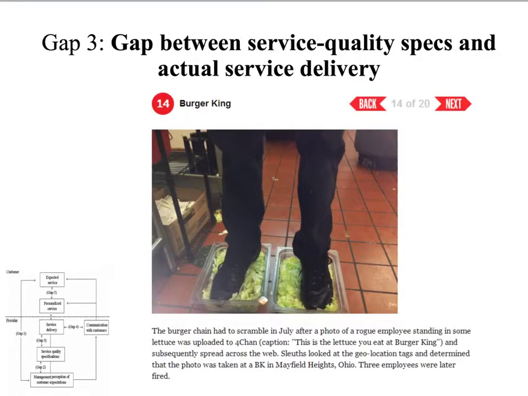Following that process now is gap 3, the gap between the service quality specs, and that is the articulation of what management wants, what the marketer wants, and the actual service delivery. Now, somewhere upper management at Burger King probably had an idea in their head that they don't want their employees standing in the food, especially with shoes on. But as you can see from this picture, that message did not get communicated.